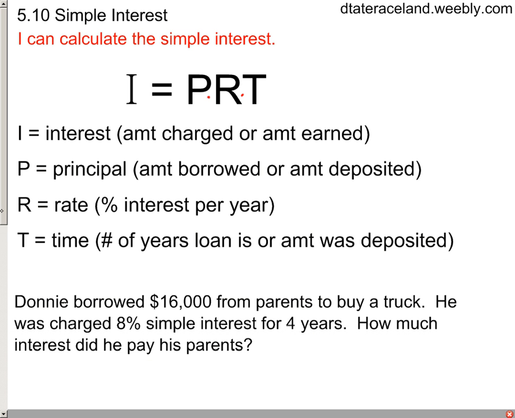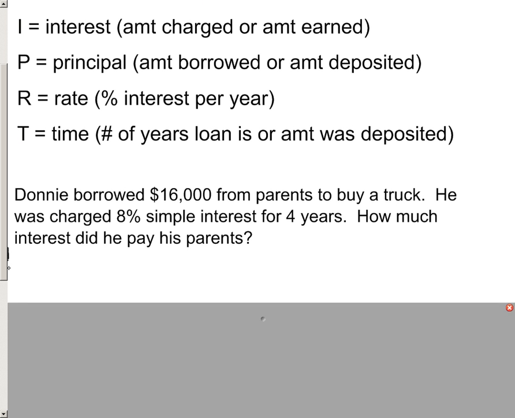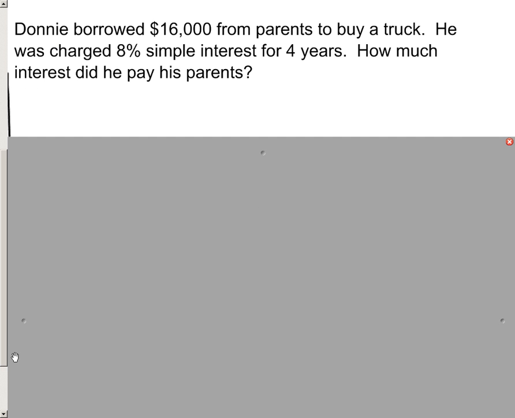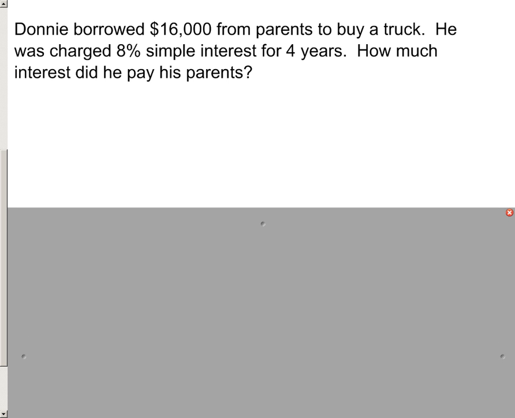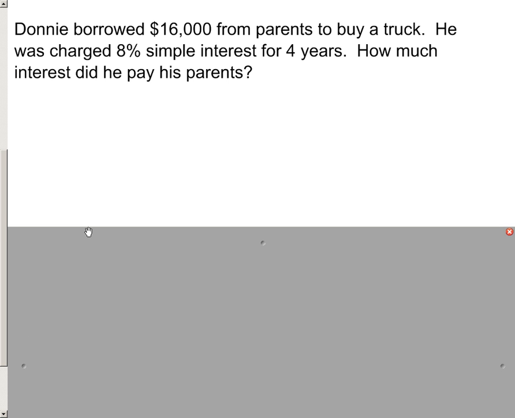Donnie went ahead and borrowed $16,000 from his parents to buy a truck. Okay? So he's loving it. He went ahead and didn't have the money to buy the truck, so he borrowed it from his parents. And we want to know how much interest did he pay. Okay, he had to pay an 8% simple interest for 4 years, so it's going to take him 4 years to pay this back. But his parents are going to get 8% back on that.